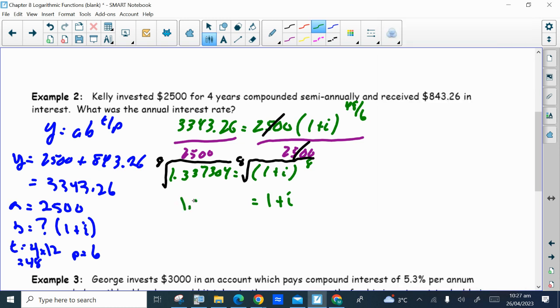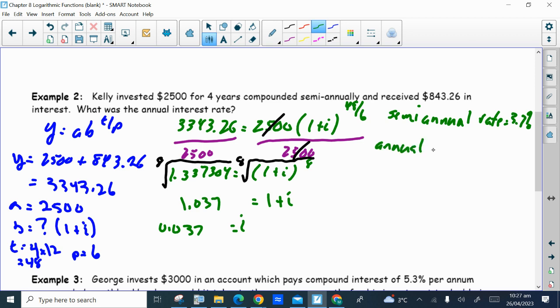1.037. And so to get I, we will subtract the 1 from both sides. You'll get 0.037. And remember, that represents the semi-annual interest rate. Our semi-annual rate would be 3.7%. So therefore, the annual rate would be 7.4%. You would double the semi-annual rate to get the annual rate. So there's that one done.